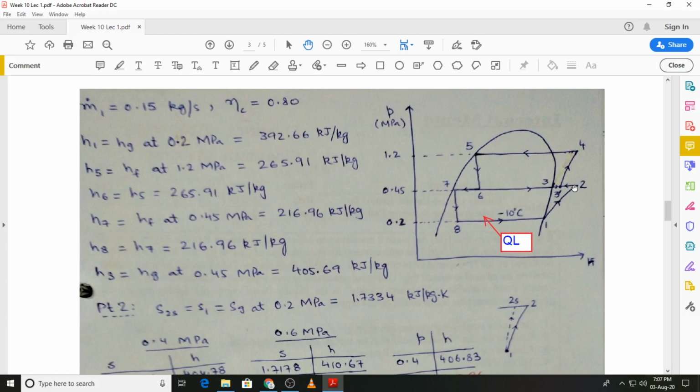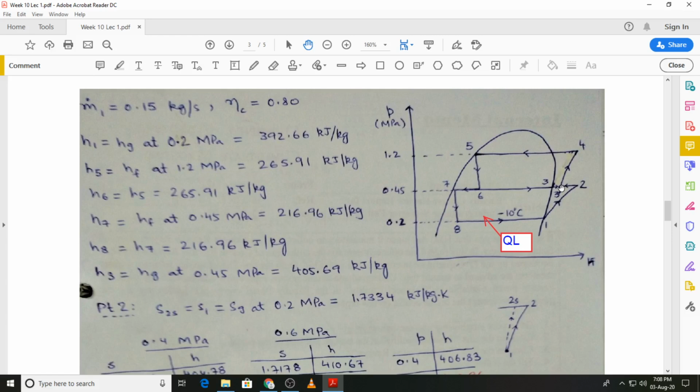certain isentropic efficiency, and state 2 is then mixed with the vapor coming from the flash tank at state 3, and the intermediate or the resulting state is shown by this state point 3 prime, which will be at the same pressure but it will be at a different enthalpy and temperature. So you can see that state 3 prime will lie somewhere between states 2 and 3 but on the same constant pressure line, that is of 0.45 megapascals.